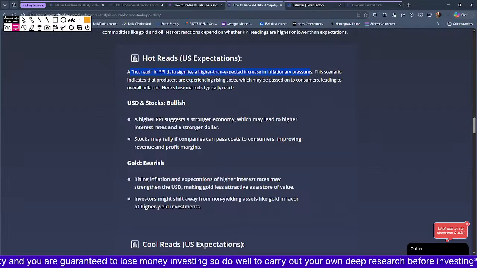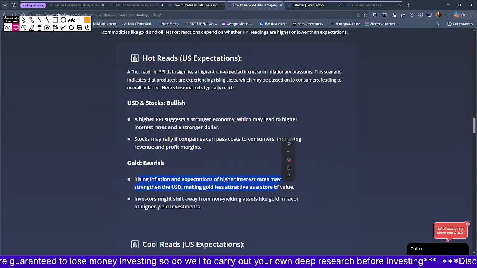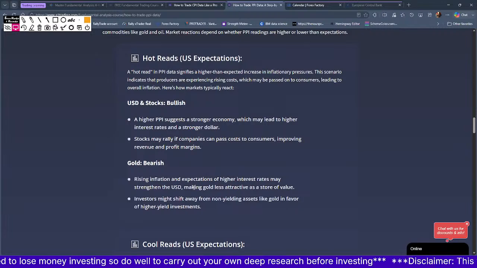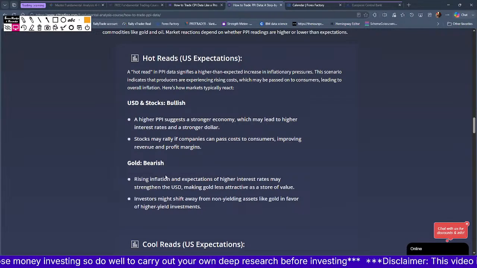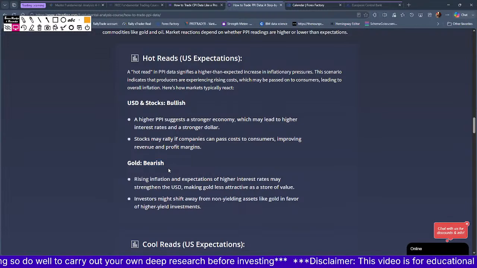But when inflation is so high, rising inflation and the expectation of higher interest rates may threaten the US dollar, but it makes gold less attractive to keep your money. I mean, inflation is going to need you to have enough money in your pocket, so you will not want to buy gold. Gold is somewhere where you buy it and keep.